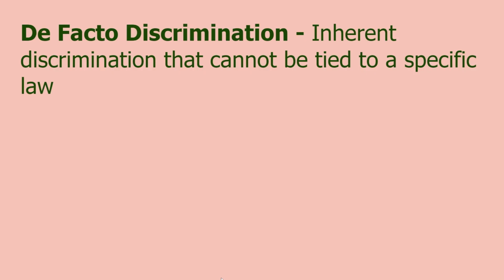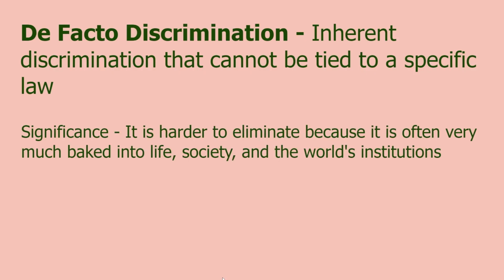De facto discrimination is inherent discrimination that cannot be tied to a specific law. It is harder to eliminate because it is often very much baked into life, society, and the world's institutions. This is where things like systemic racism and structural racism come in. When you have de facto discrimination, it is baked into all of government and all of society, so it's a lot harder than de jure discrimination to overturn because it's not just a written law that can be changed. It's something that's in society, in the psychology of the people, so it is much harder to get rid of.